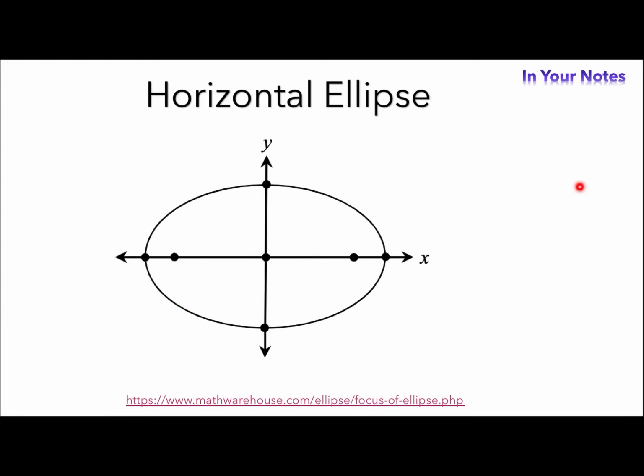Now, as you notice right here, it says "in your notes" at the top right. What that means is I want you to write this in your notes, exactly what you see. So right now, go ahead and pause the video and draw this. Make sure you label it horizontal ellipse. Go ahead and pause that video.